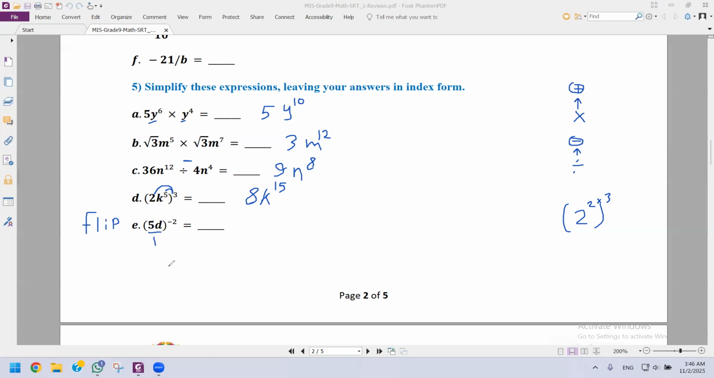Now, what should I do to make the power positive? Flip. Let's flip it. 1 over 5d to the power of 2. Don't forget it's in brackets to the power of 2. Now that 2 will go to d and 5. 5 power 2, 25. d power 2 is the same, d to the power of 2.